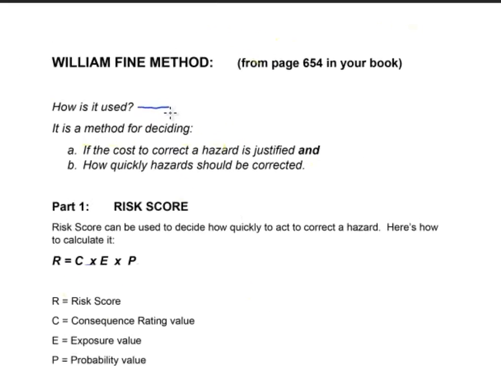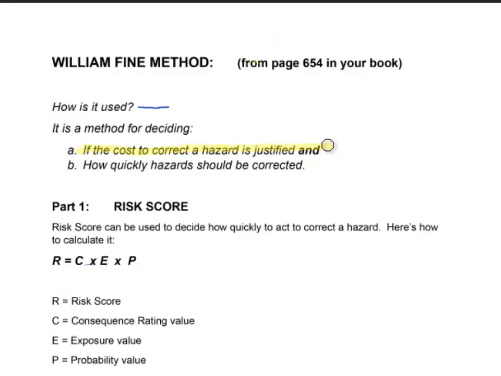It's a method for deciding two things. One, if the cost to correct a hazard is justified. Now this comes from our idea that safety always has to show a profit. So in other words, if we want to get our program accepted, we have to demonstrate that what we do to prevent incidents happening costs us less than if the incidents did happen. So this is one method to do that, and it's actually quite simple, although at first it looks hard. We'll go through it step by step, and I think you'll enjoy it.